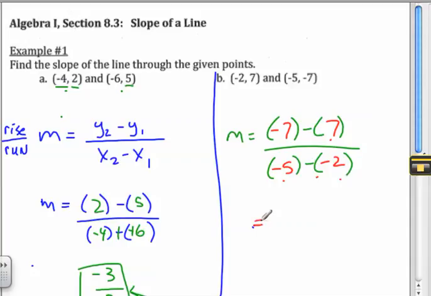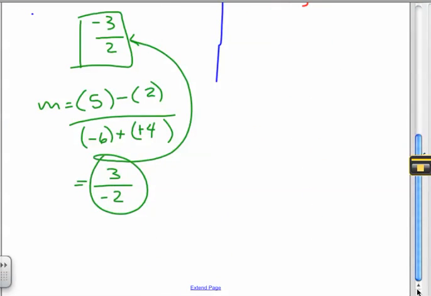All right. So then that's -7 minus 7. That's -14 on top. Do you agree? Yeah. Okay. And then on the bottom, it's -5 plus 2 is -3. Okay. So what that means, whoa.